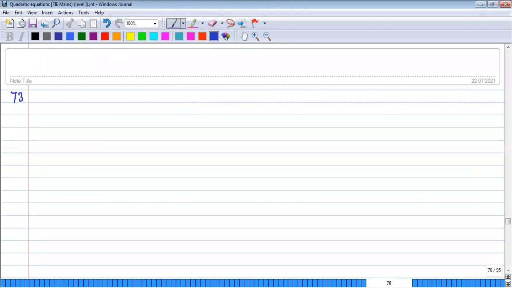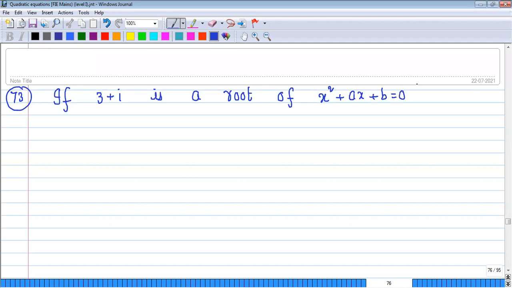Next, 73rd. If 3 plus i is a root of x square plus ax plus b equals to 0, then a equals to: first option 3, second option minus 3, third option 6, fourth option minus 6.